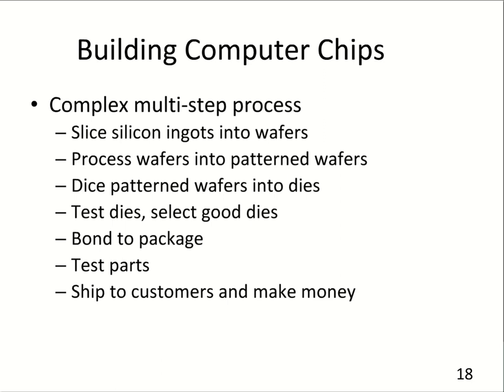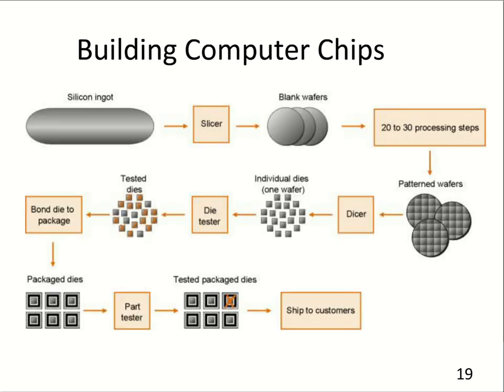We now have to test the die to make sure that they're working, because some of them will fail in the manufacturing process. So we select the good ones, we bond these into a package, then we test the packaged parts, and then finally ship these to customers to make money. This slide actually illustrates this process, going from a silicon ingot all the way to tested and packaged dies that ship to customers.